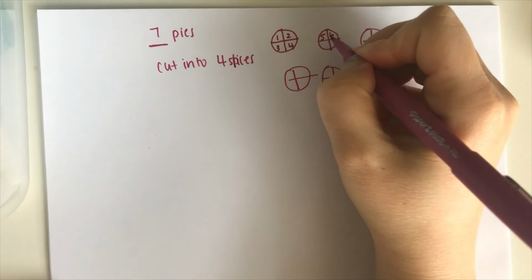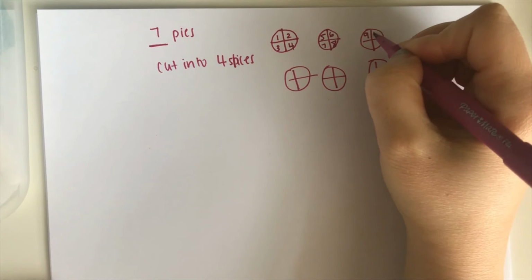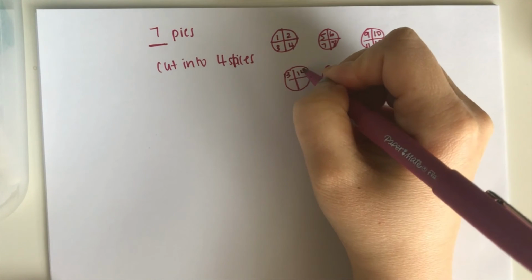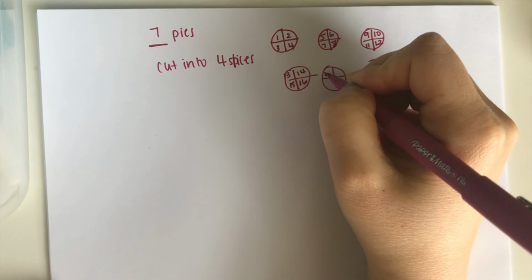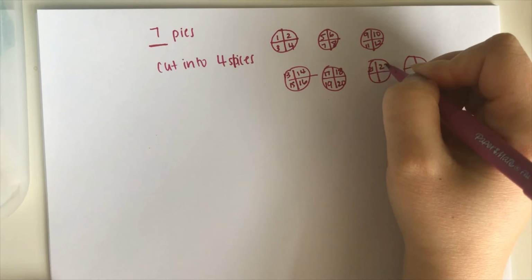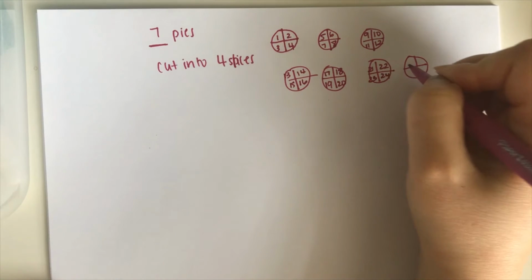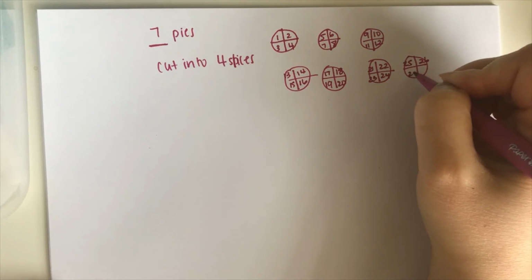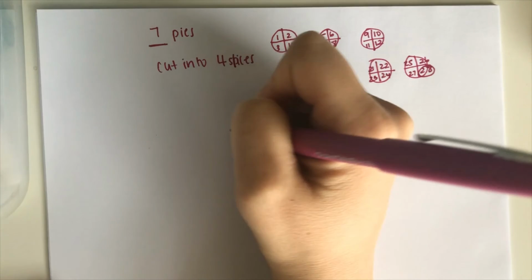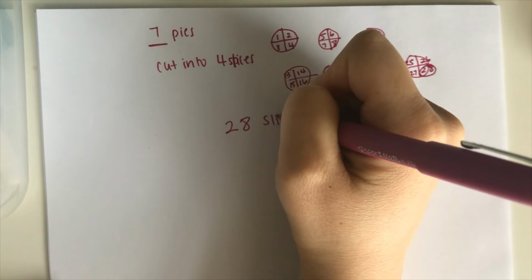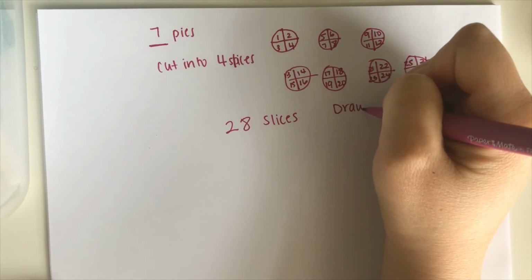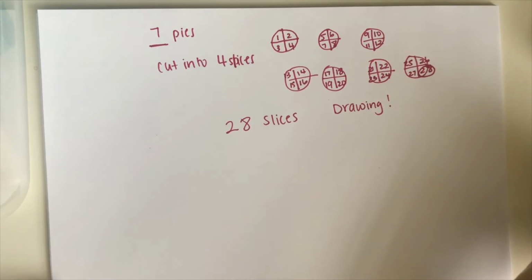Then 5, 6, 7, 8, 9, 10, and so on up to 25, 26, 27, and 28. So now that I counted all of them, we actually have 28 slices. And this was our first method, and it was drawing.